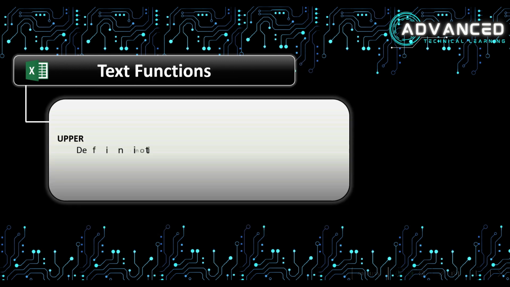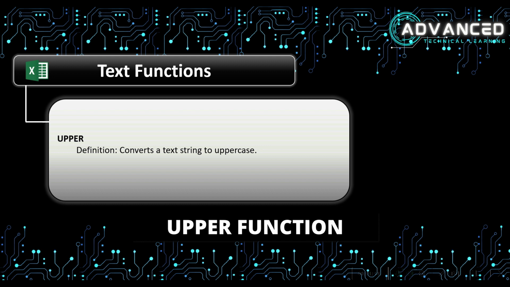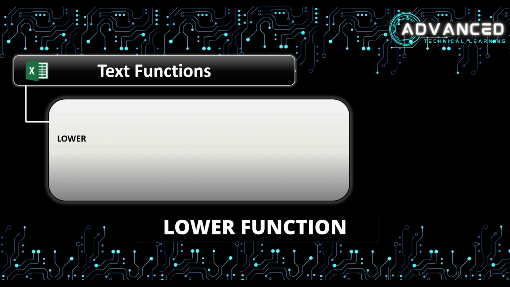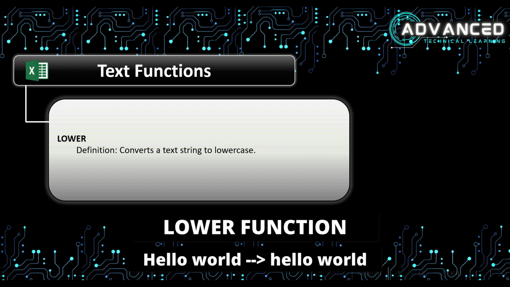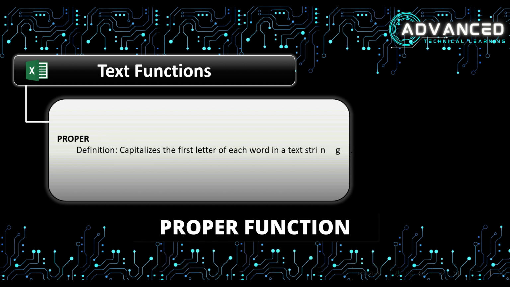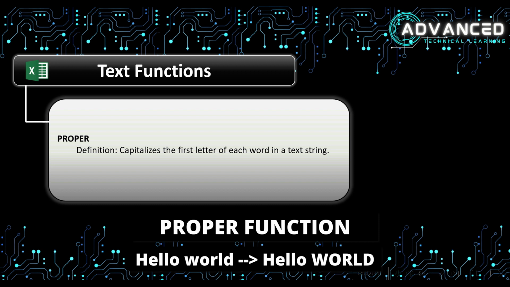Upper function. Upper function converts the text string to the uppercase. It means it will capitalize all letters of the text string. This is the syntax for the upper function. Lower function. The lower function converts the text string to the lower case. So this is the syntax for the lower function. Proper function. Proper function is used to capitalize first letter of each word in a text string. So this is the syntax for the proper function.